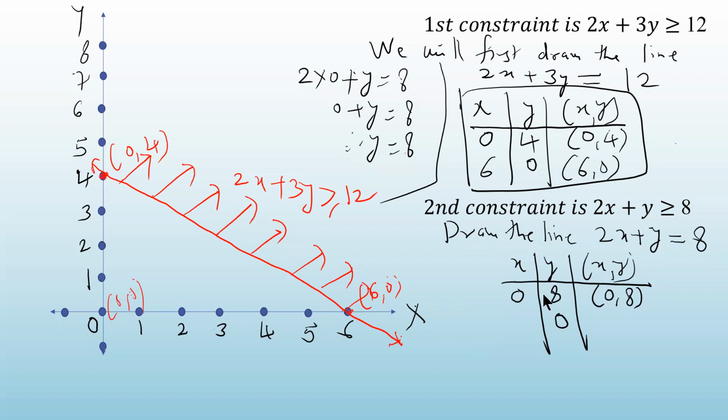So put here y equal to 0. Who will tell me the value of x? It is 4, correct. Okay. So when you put here y equal to 0, what are you going to get?